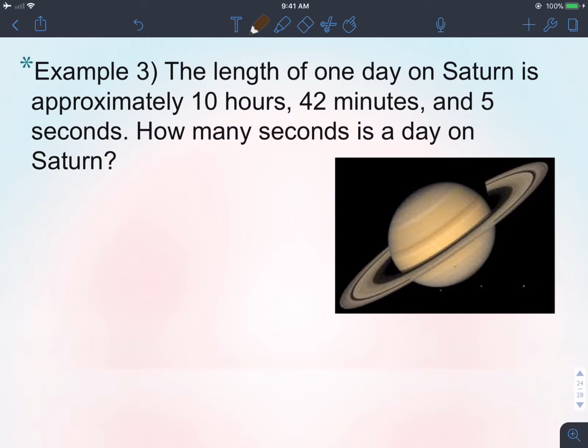Somebody was asking about this question yesterday, kind of looking ahead, which was good. The length of one day on Saturn is approximately 10 hours, 42 minutes, and 5 seconds. How many seconds is a day on Saturn?